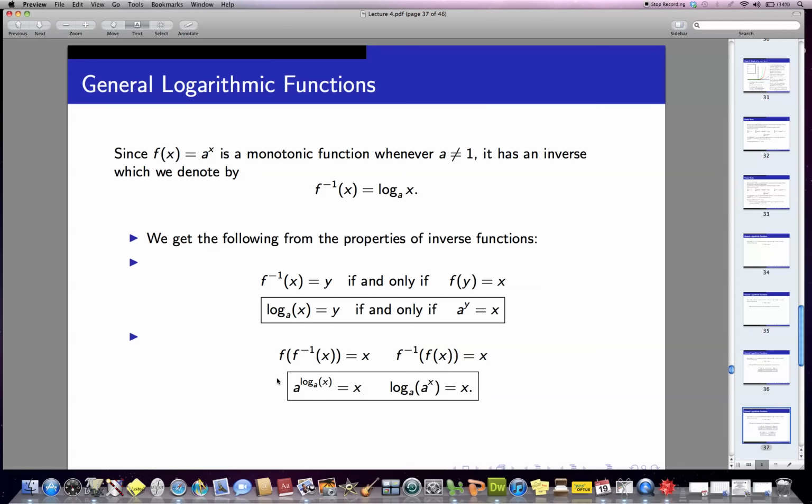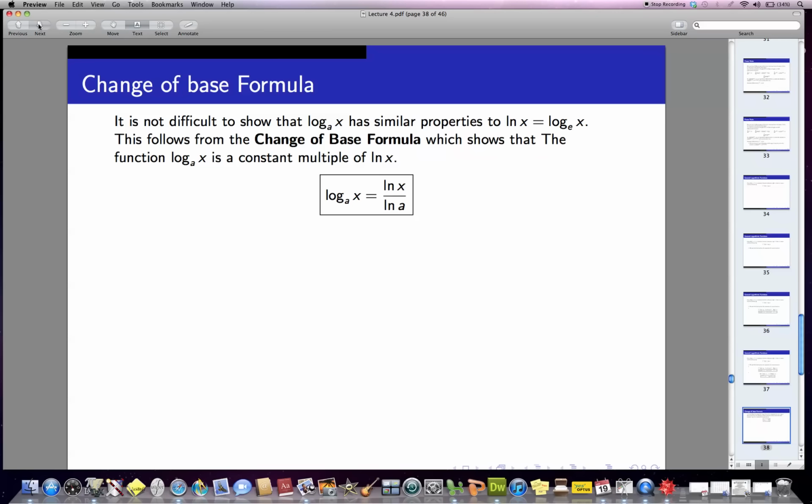And we must also have that a to the log to the base a of x is x, and log to the base a of a to the x is also x. It's not hard to show that in fact log to the base a of x is just a constant multiple of the natural logarithm function.